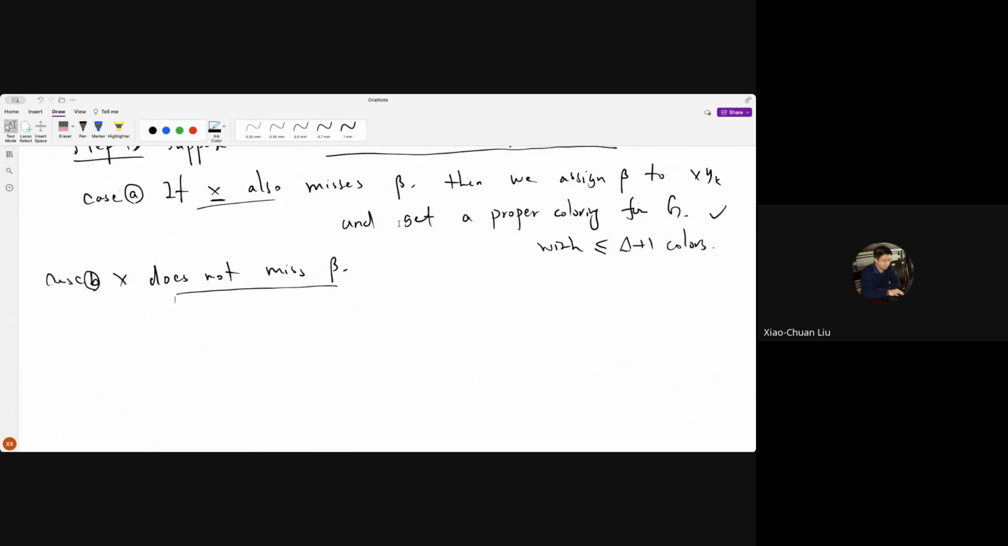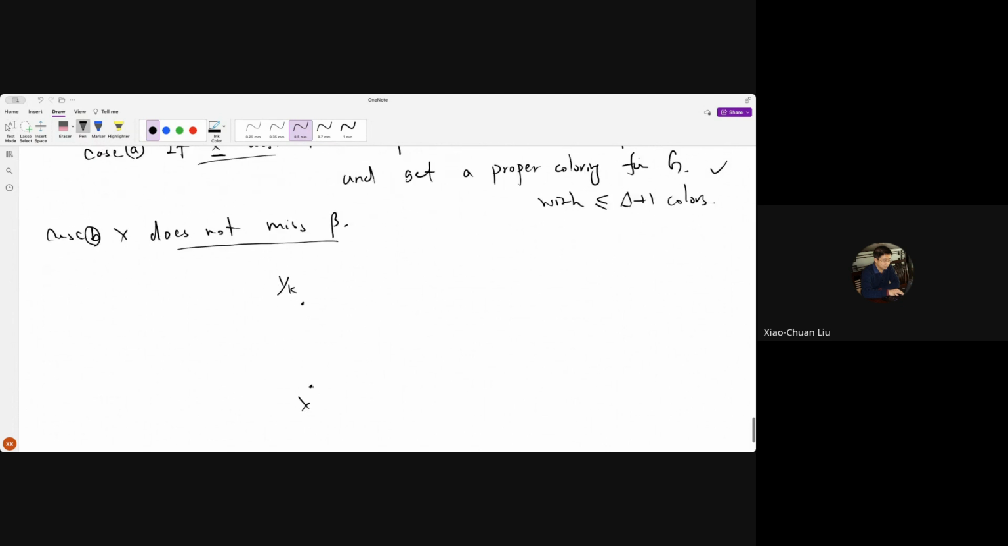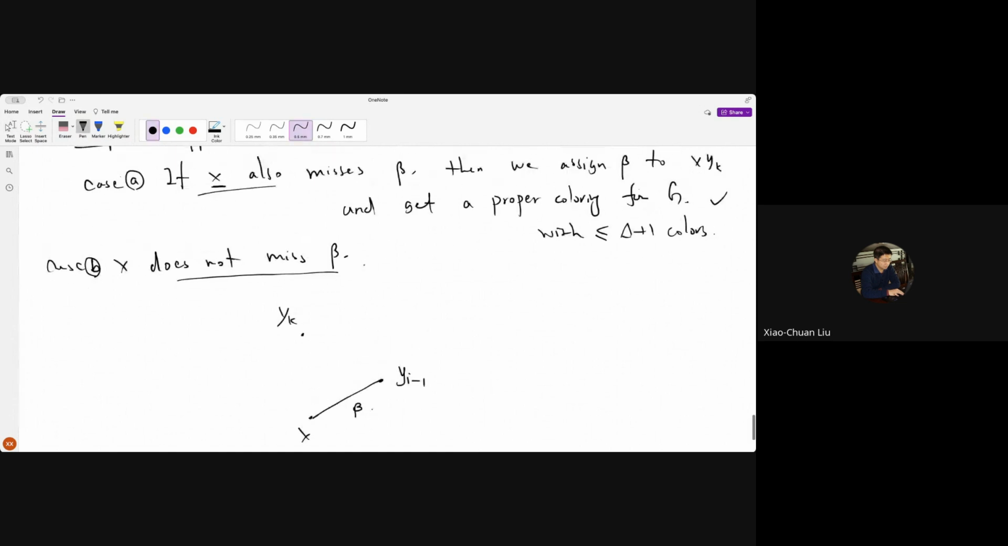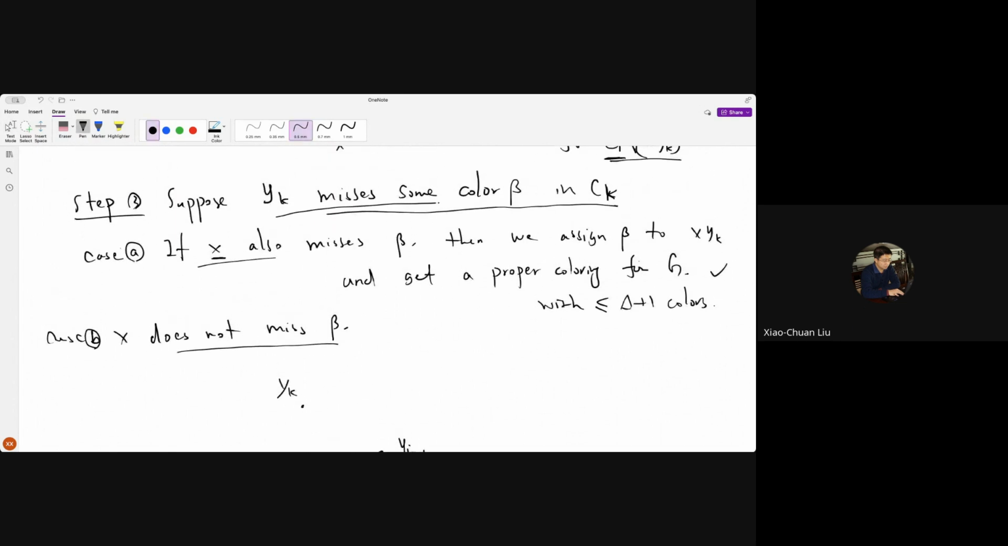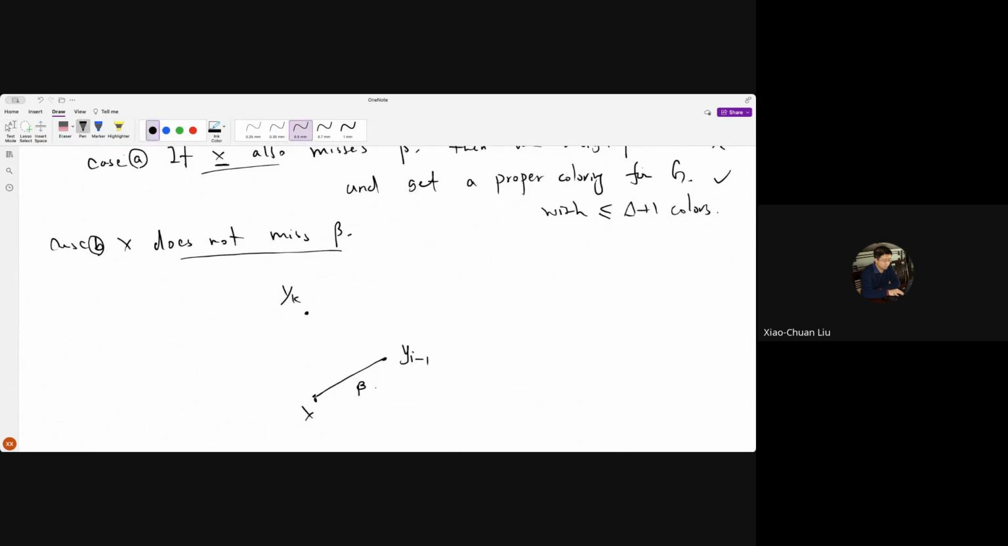Okay, so let's draw one more picture, another picture. So it will be something like this. So this is my y_k, and here is my x. And earlier sometime you have y_{i-1}. I put i minus 1 on purpose. So this edge is assigned color beta, and y_k misses beta. This is our assumption. y_k has no beta. x has beta.